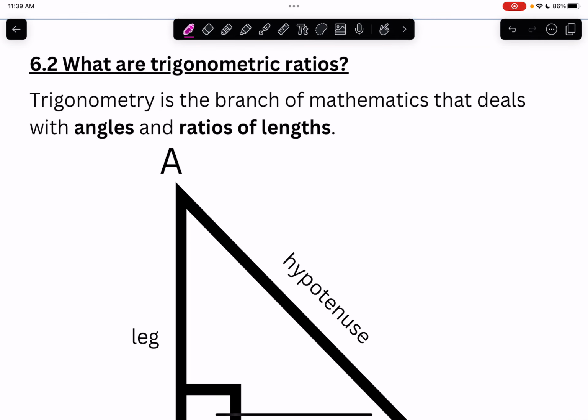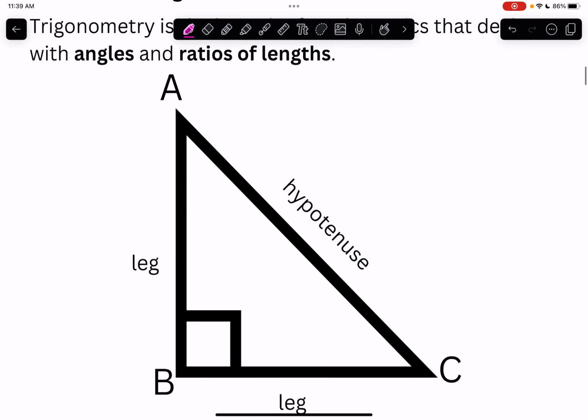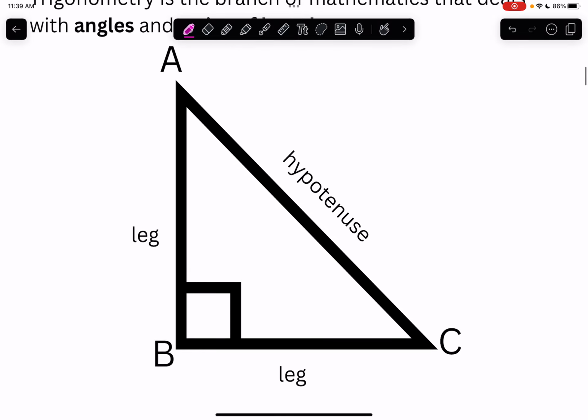For our second lesson, we're going to be talking about the trigonometric ratios. Trigonometry is the branch of mathematics that deals with angles and the ratios of lengths, specifically the ratio of lengths in a right triangle. So it's very important that we're able to recognize the relationships between angles and the sides.